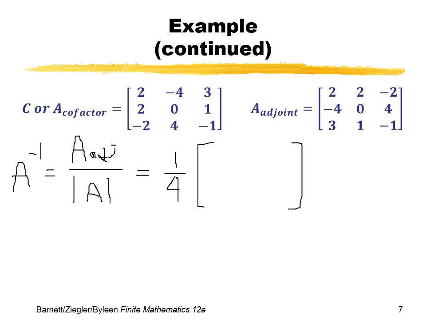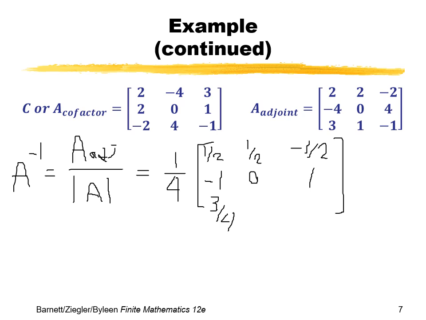So it will be like 2 over 4 equal half, 2 over 4 equal half, -2 over 4 equal negative half, -4 over 4 equal -1, 0 over anything equal 0, 4 over 4 equal 1, 3 over 4, 1 over 4, and negative 1 over 4.